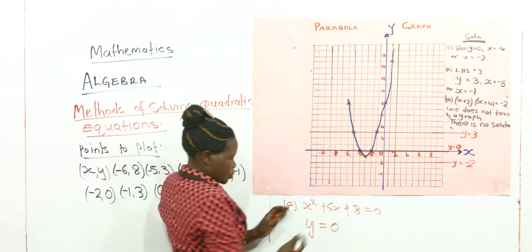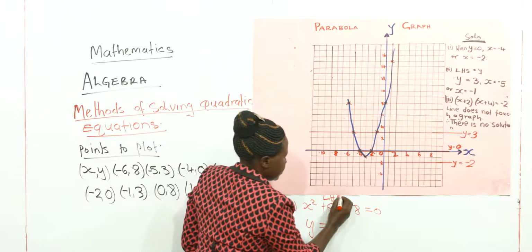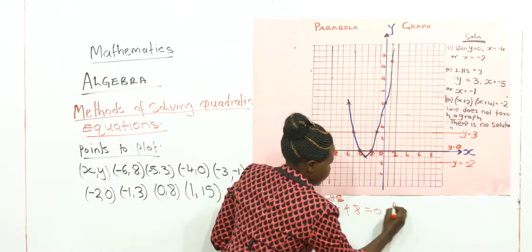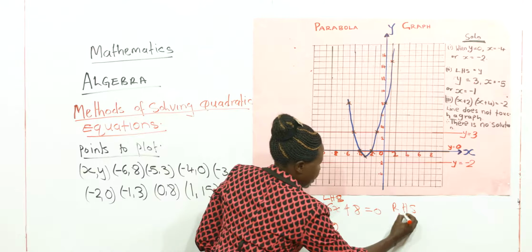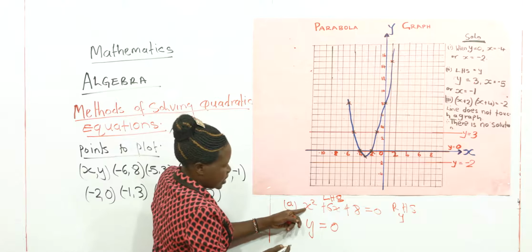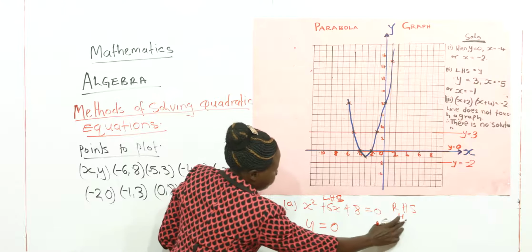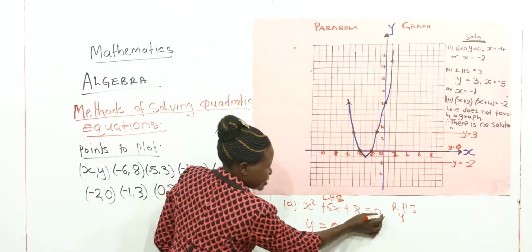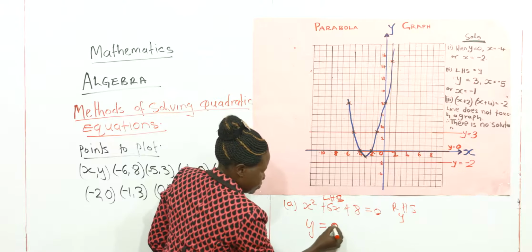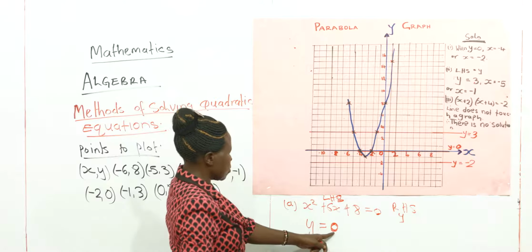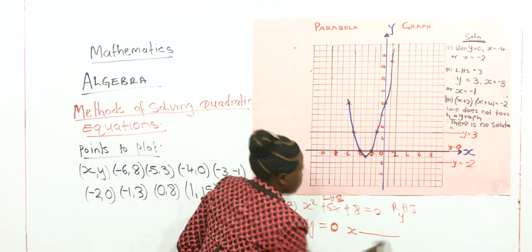y is equal to 0, because these are two sides. We have the left hand side and then we have the right hand side. On the left hand side we have x, so on the right hand side we have y. So our y here is equal to 0. The value given here is the value of y. Now if y is 0, what will x be? That is what we are finding.